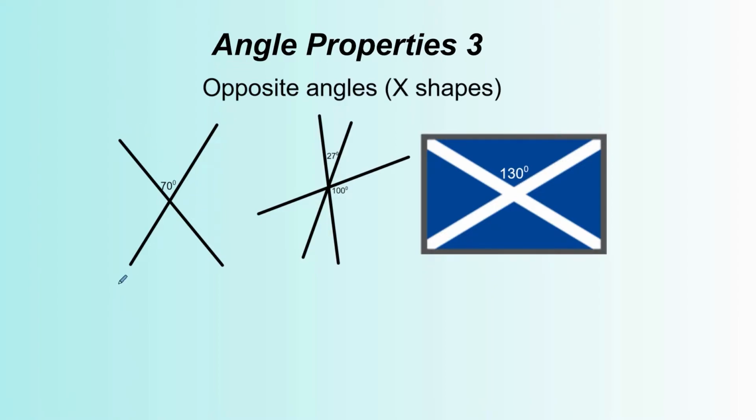And the important thing is opposite angles are always the same. So if this angle here is 70 degrees, the angle directly opposite is also 70 degrees. And that's how it works for all of these kind of X shapes. Now, once we've got those two, we can find out the remaining angles. And there's a couple of different ways you can do that.